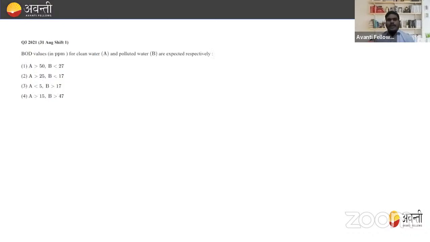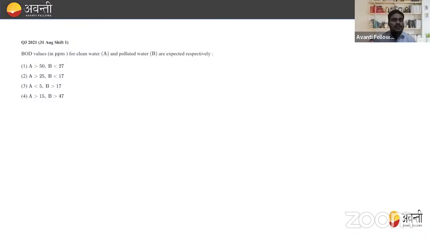In the next question they were asking the BOD values in ppm for clean water A and polluted water B. See how many times questions have come only on BOD. Many times questions come on just one topic, that is BOD, and it is very easy to remember. What is it for less than 5, what is it for more than 15, when is it clean, when is it polluted. It's very simple, so please learn this. You get 4 marks for this question too. Whether you solve a difficult question or this one, you get 4 marks, so don't skip it, do it very well.